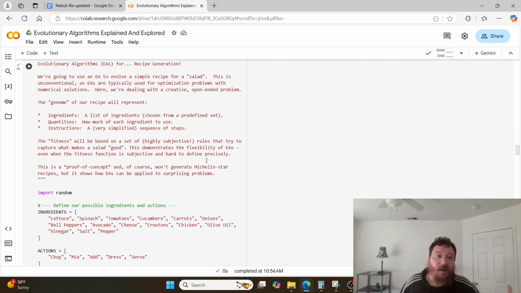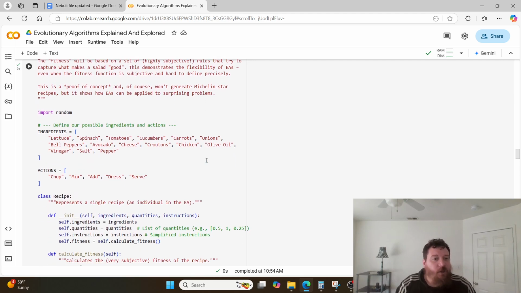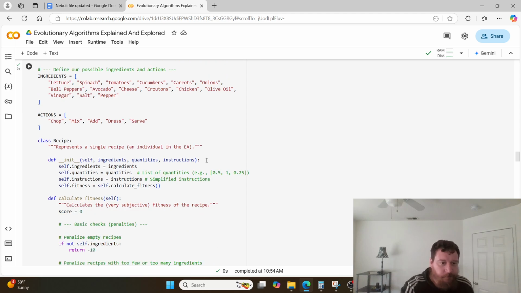And so I'm going to tie it right now. We're going to make a salad using evolutionary algorithms, right? We're going to use an evolutionary algorithm to evolve a simple recipe for a salad. This is unconventional. Essentially I'm going to take my genome of my recipe: my ingredients, my quantities, and my instructions. My ingredients are lettuce, spinach, tomatoes, cucumbers, carrots, onions, bell peppers, avocados, cheese, croutons, chicken, olive oil, vinegar, salt, and pepper. My actions are that you can chop, mix, add, dress, and serve.